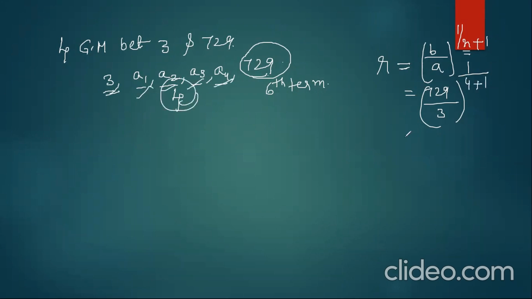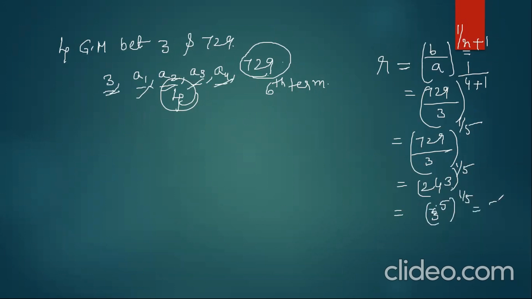4 plus 1, right? So, 729. Can we cancel this first? 729 upon 3 whole power 1 upon 5. So, 729 upon 3: 3 2s are 6, 3 4s are 12, 3 3s are 9. So, 243 whole power 1 upon 5. Can we write this as 3 power 5, whole power 1 upon 5? It becomes 3 power 5 into 1 by 5, a power m whole power n, right? So, 3 power 1, which is equal to 3.